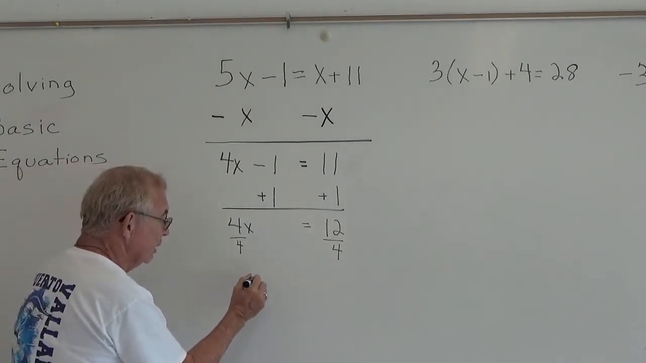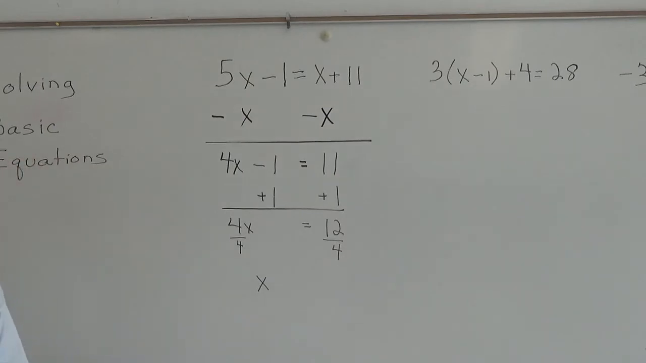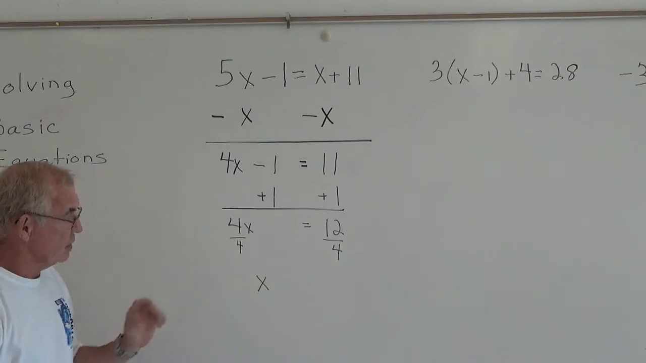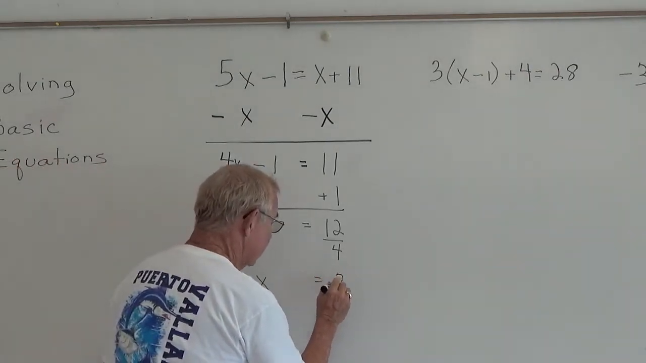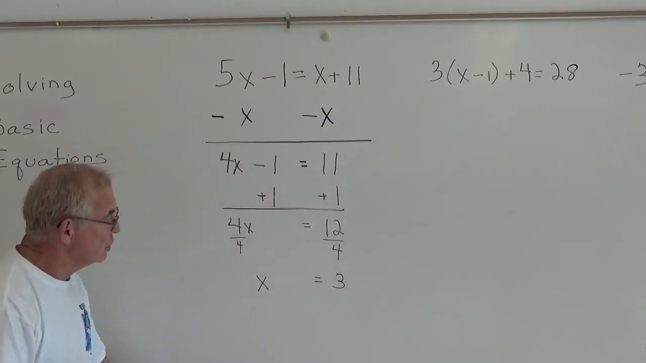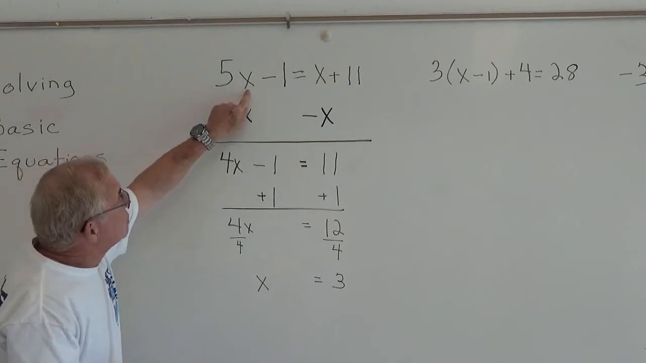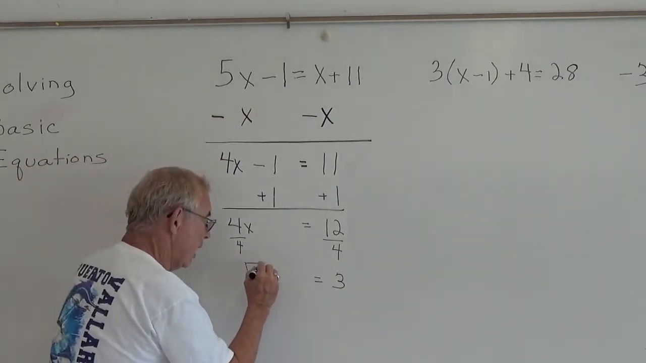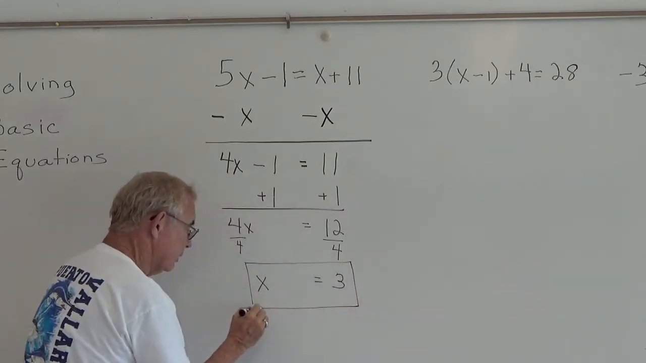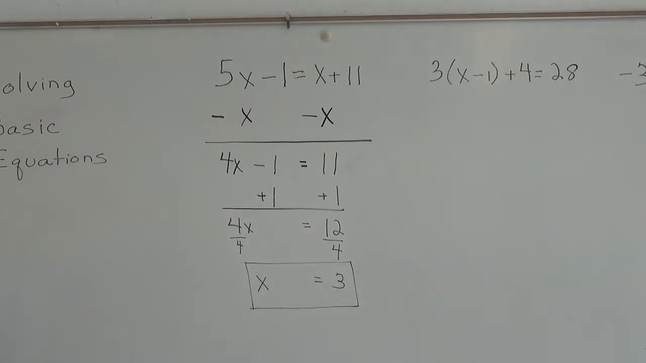You could. If you go into a store and say, I want a soda, you don't need to say 1 soda. It's understood to be 1. So you could put 1x or just x. And 12 divided by 4 is 3. And that's our solution to our first problem. If you were to put 3 in there for x on both sides, this would be a true statement. So I put a box around it to denote my final solution. So there's your first one. Okay?